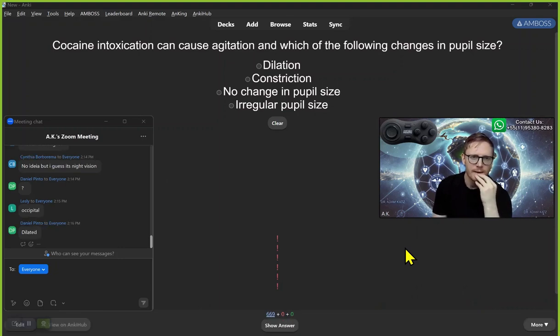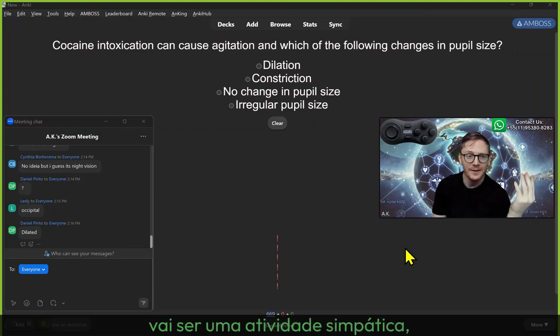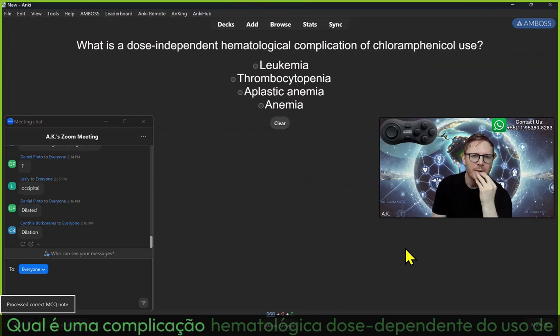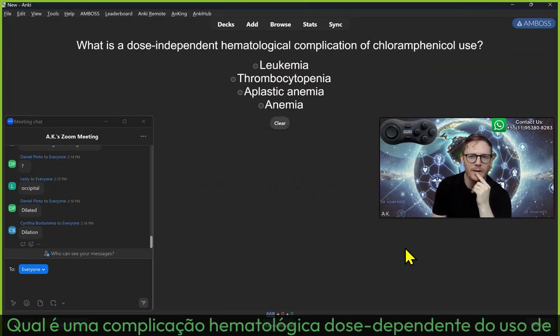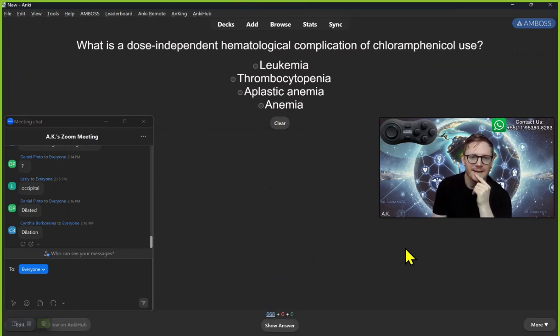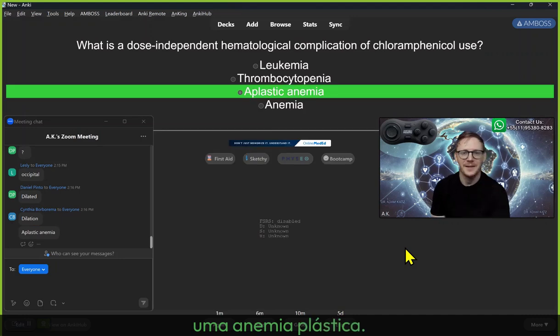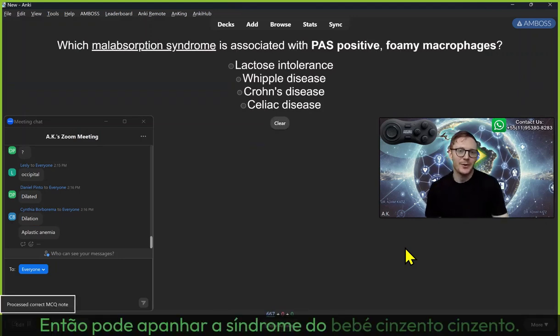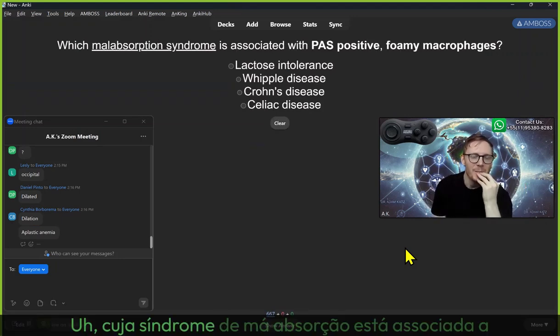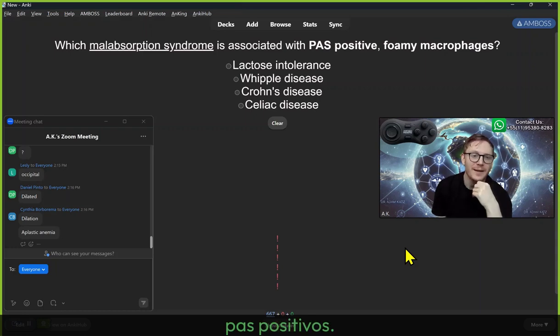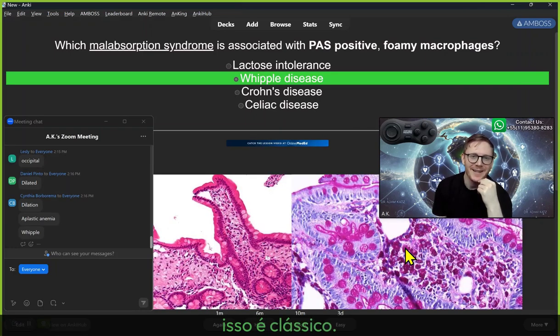Cocaine intoxication can cause agitation, and which of the following changes in pupil size? Yes. So it's going to be sympathetic activity, right? Yeah. Exactly. What is a dose-dependent hematological complication of chloramphenicol use? This is a good one. Yeah. Aplastic anemia. Exactly. So you can get gray baby syndrome. Which malabsorption syndrome is associated with PAS positive foamy macrophages? PAS positive. Yeah, Whipple. Yeah, that's classic, right?